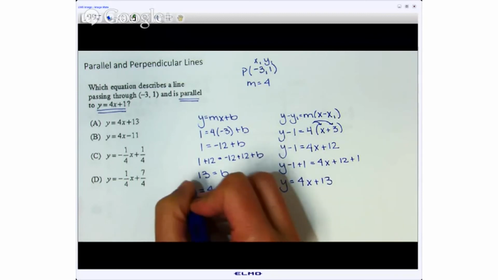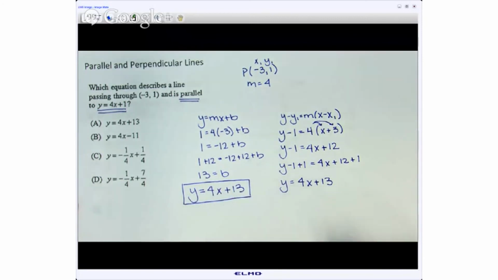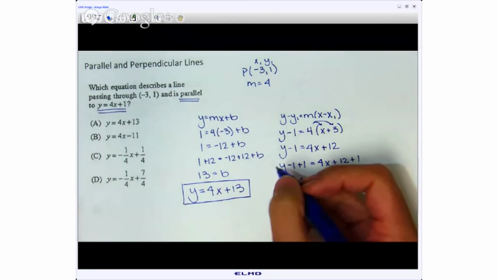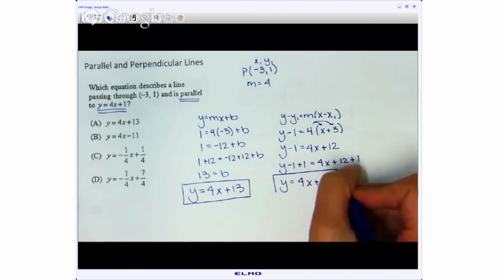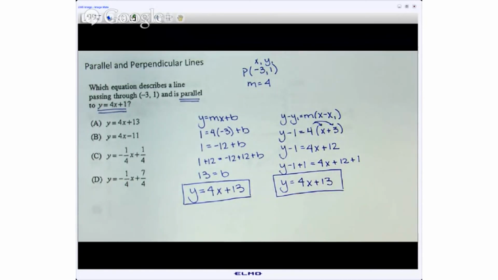So notice, if I used slope-intercept form, I got to the equation y equals 4x plus 13. And when I used point-slope, I also got to y equals 4x plus 13. Therefore, either method works. And at this point, my best recommendation would be for you to use whichever method you feel the most comfortable with.